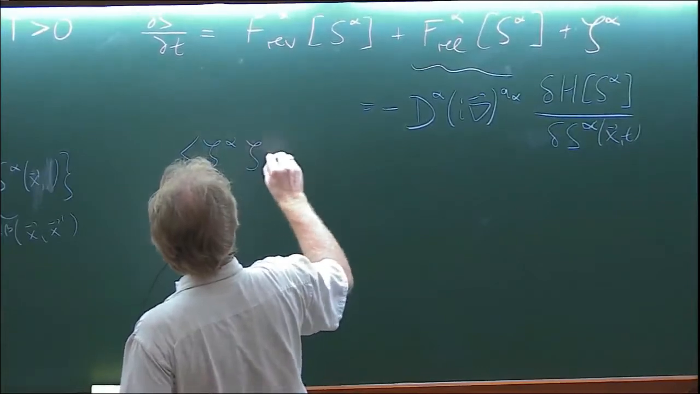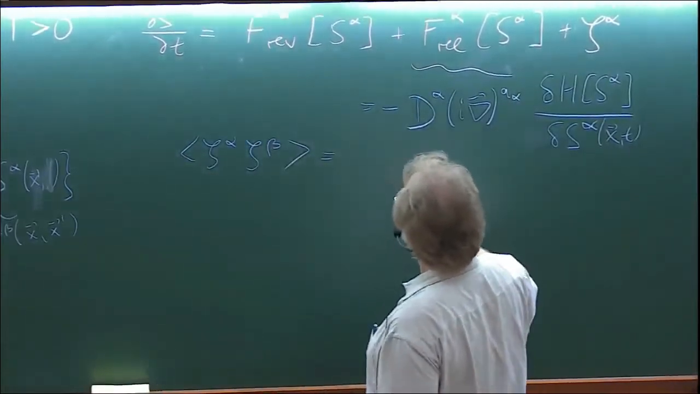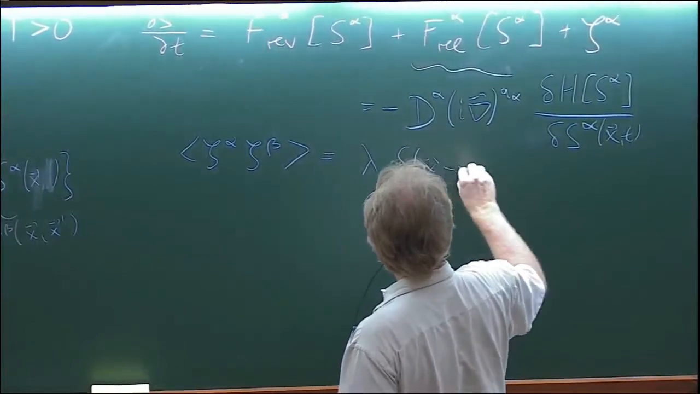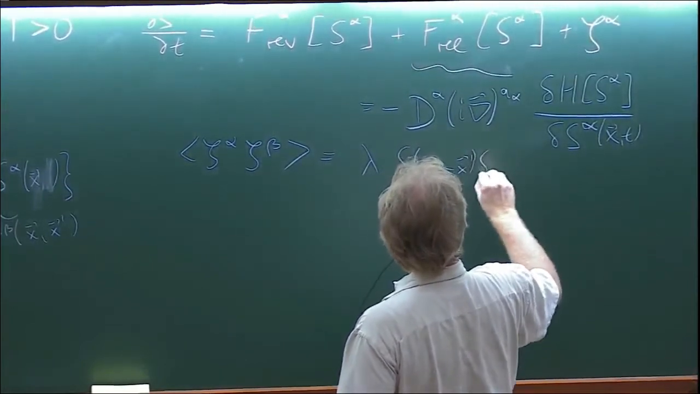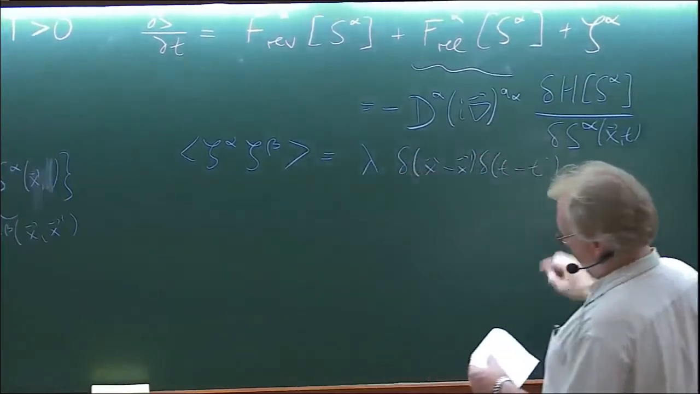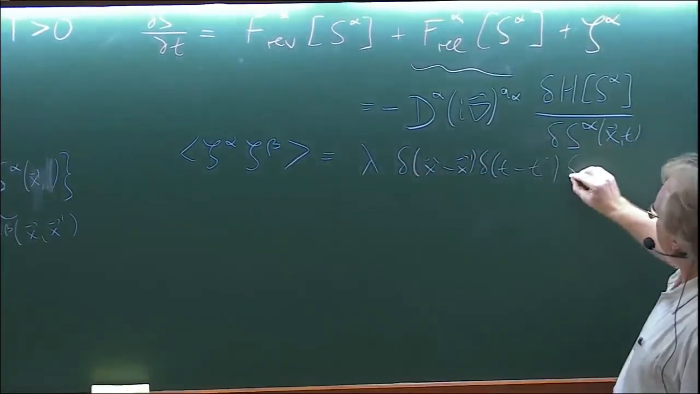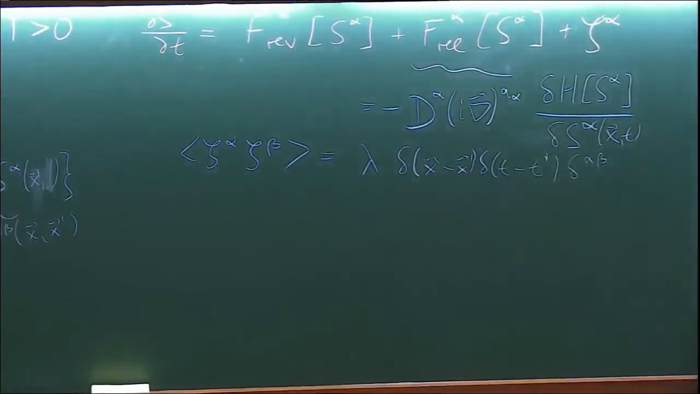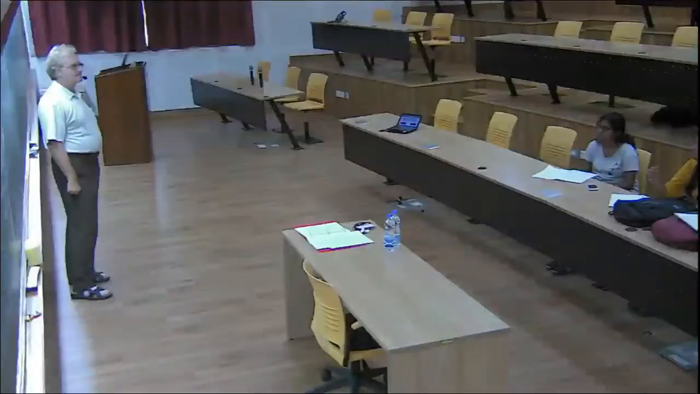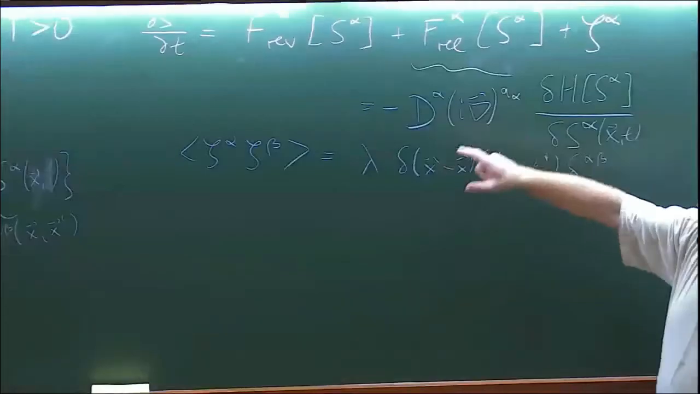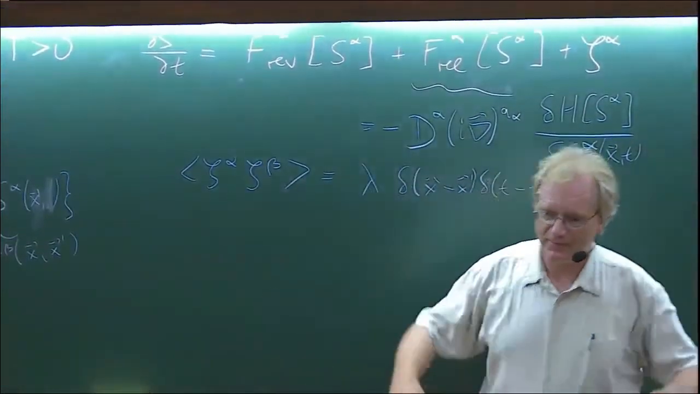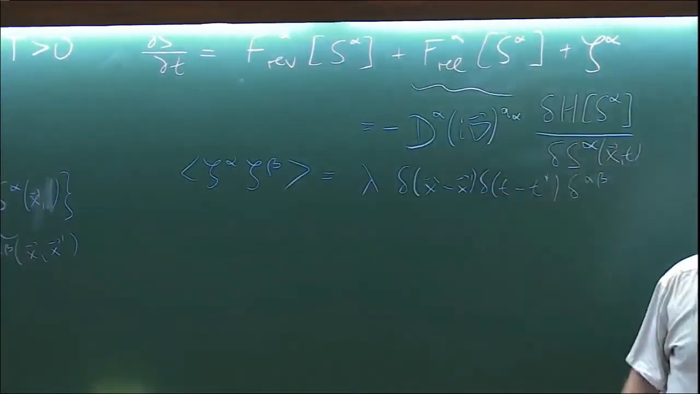So let's for now just write down zeta alpha, zeta beta, and call the noise strength lambda, delta of x minus x prime, delta of t minus t prime. And let's assume we have diagonalized our system with respect to these noise variables. If it isn't, you just have to do another step. Okay? So this is some type of Langevin equation that will combine what happens microscopically by hand with relaxation terms.